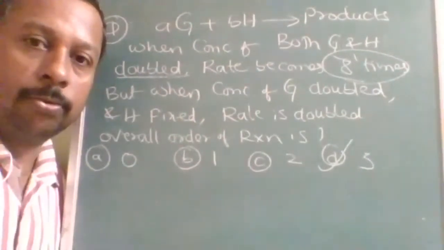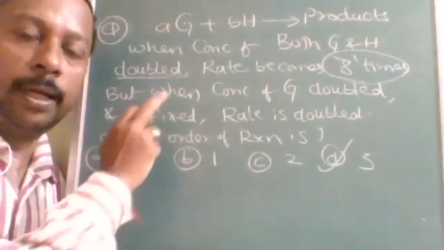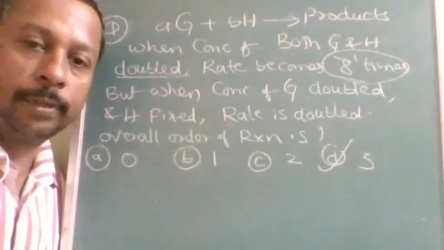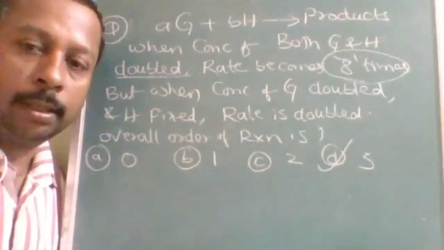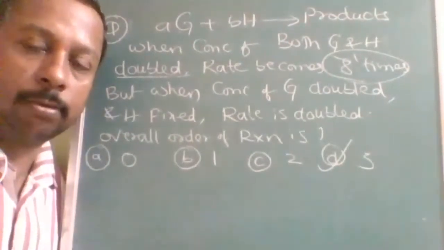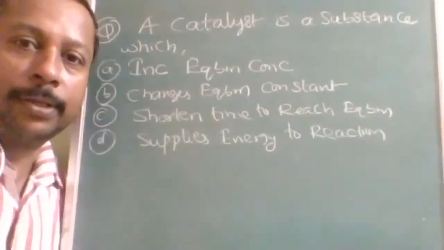H is 2 and G will be 1, because here when it is made 2 times, the rate of reaction is also 2 times. Therefore, with respect to H, it is second order. With respect to G, it is first order. Overall order of reaction is how much? 3. Okay, very simple question.